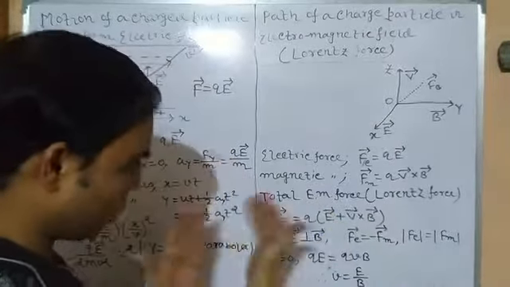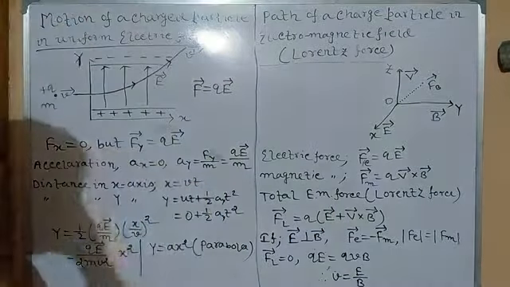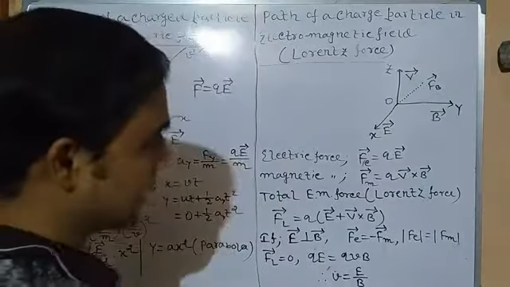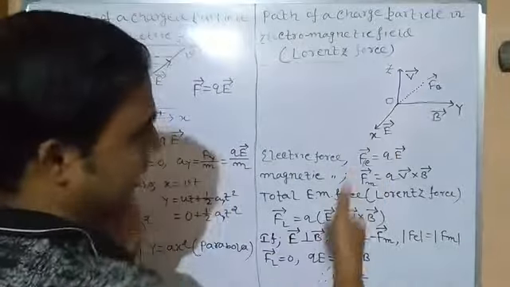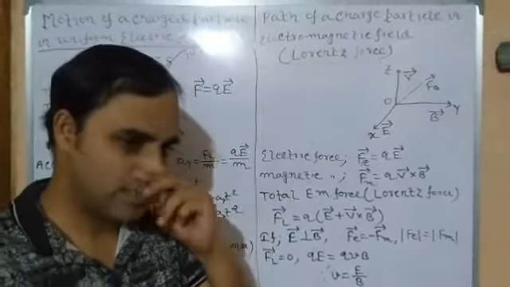Taking Q common outside, Q into E plus V cross B. Now, what will be the direction? This electric force is acting here. Magnetic field is here. So what will be the direction of the magnetic force acting on this point charge?